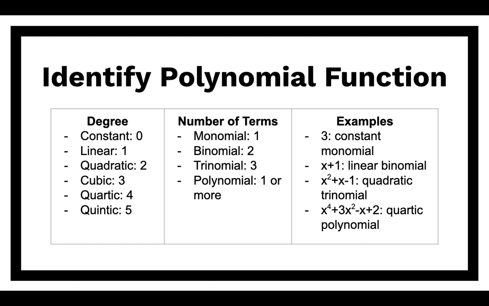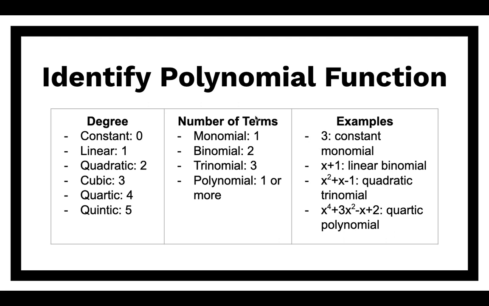You can also identify it by the number of terms it has, so you can call it a monomial if it only has one piece. It's a binomial if it has 2 pieces. It's a trinomial if it has 3 pieces. And it is a polynomial if it is 1 or more. So a monomial, binomial, trinomial, all 3 of those are considered to be polynomials. But when you're identifying a function by the number of terms, you want the most specific. So if one of these 3 applies, that takes priority over just calling it a polynomial function.